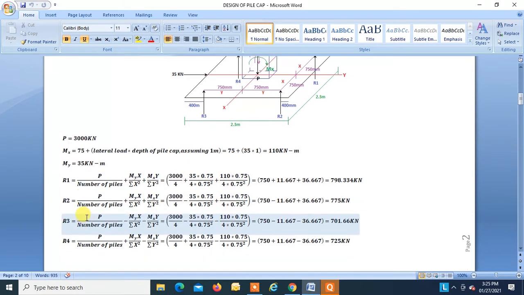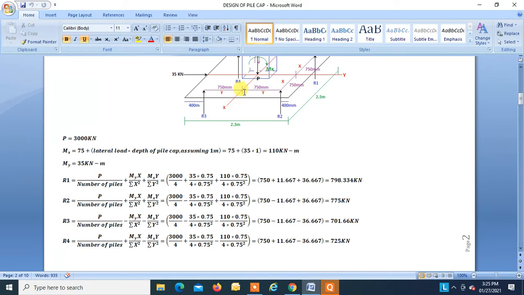So now we can find R1, R2, R3, R4 by using this formula as we just understood above. R1 is found to be 798.334, R2 is found to be 775, R3 is found to be 701.66, and R4 is found to be 725 kilonewton. So this is R1, this is R2, this is R3, and this is R4.